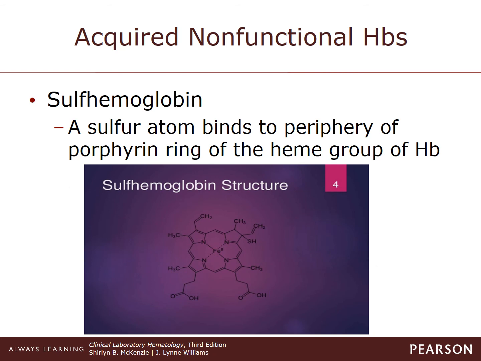Sulfhemoglobin is a stable compound where the red cells carry it until the cell is removed from circulation, but a sulfur atom binds to the periphery of the porphyrin ring of the heme group, which results in a drastically right-shifted oxygen dissociation curve, which leads to an ineffective carrying of oxygen.